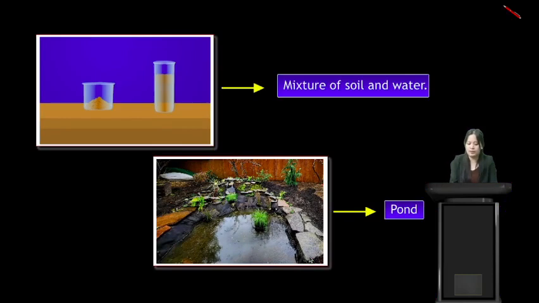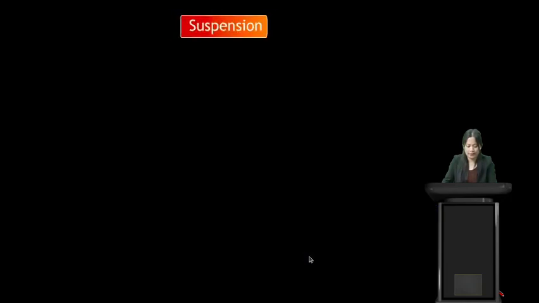Okay, so it is a mixture of soil and water. A pond is also a mixture of soil, stone, sand, etc. Okay, so what type of mixture is this? It is known as suspension. Okay, these are examples of suspension.